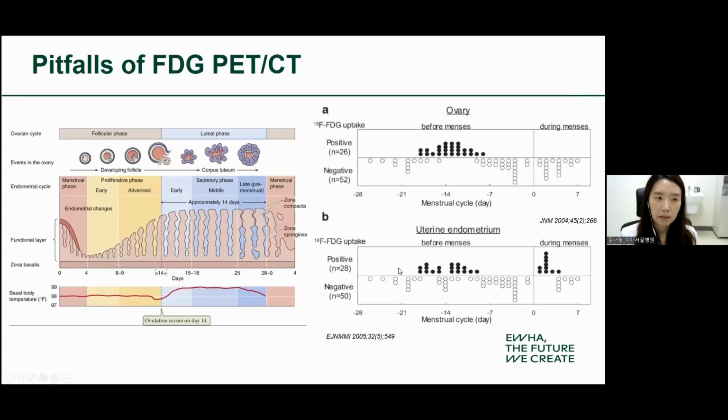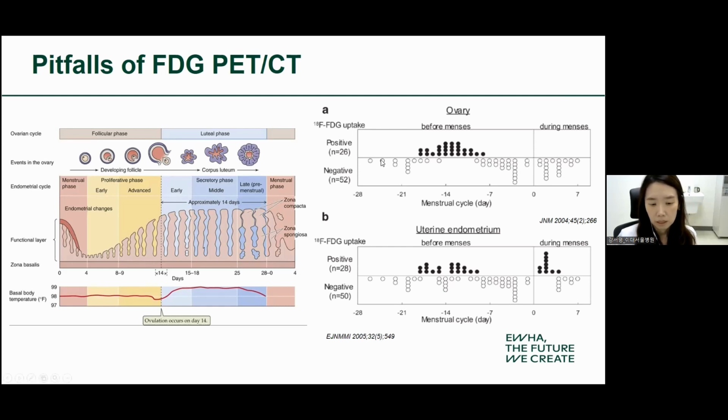Lastly, I'd like to talk about the pitfalls of FDG PET/CT in evaluating gynecologic malignancies. As you know, the physiologic uptake in the uterus and ovaries is highly related to the menstrual stage.